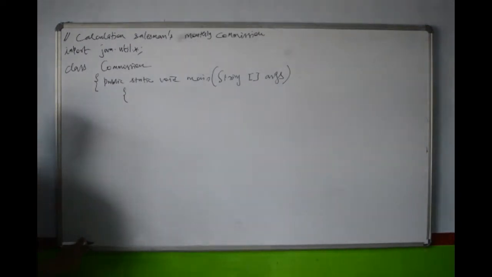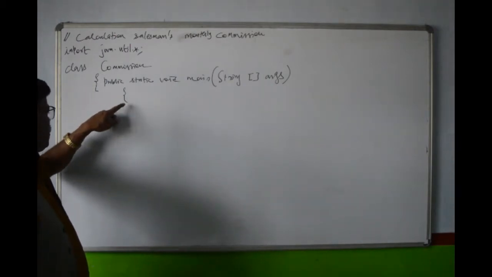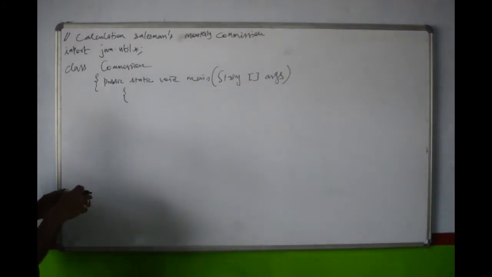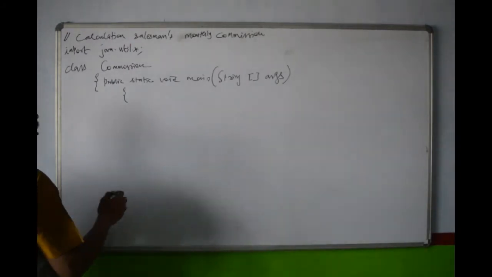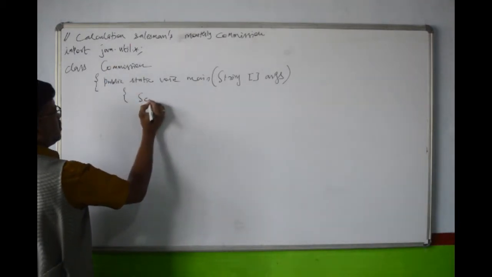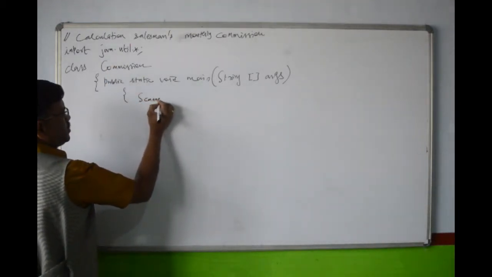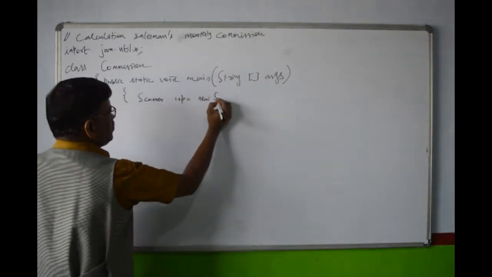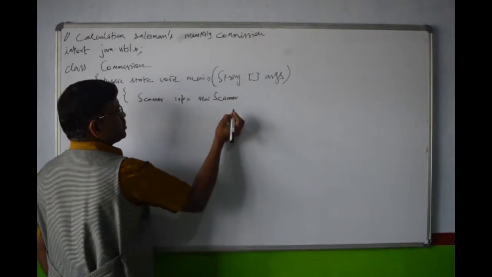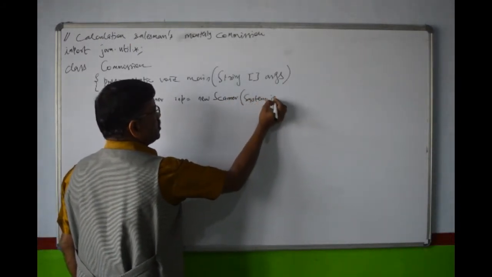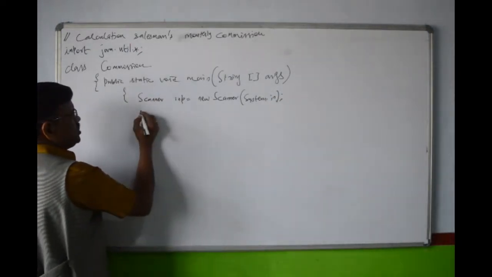As you all know, you should have a pair of braces for the class, and a pair of braces for the method called main. Here, what I do is create an object for the Scanner class. Scanner is equal to new Scanner(System.in).